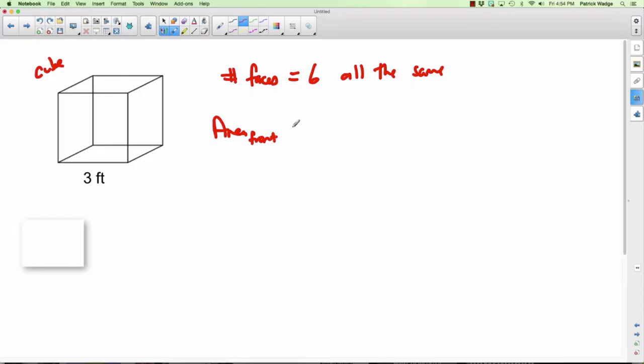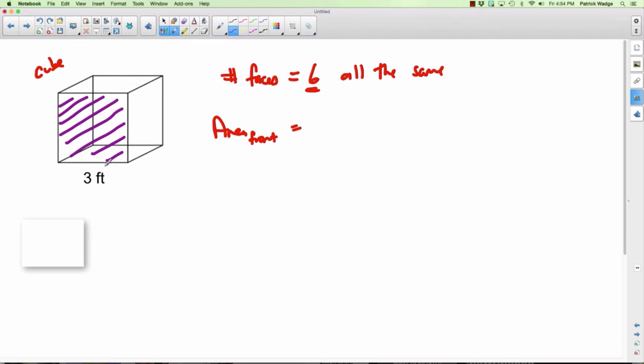And once I have the area of the front, since I want to get the area of all the faces, and there's six of them, and they all have the same area, what am I going to do with my answer when I get the area of the front? You're going to multiply by six, aren't you? All right, so let me explain it again. The first thing we're going to do is get the area of this face right at the front of the cube. We want the area of that.